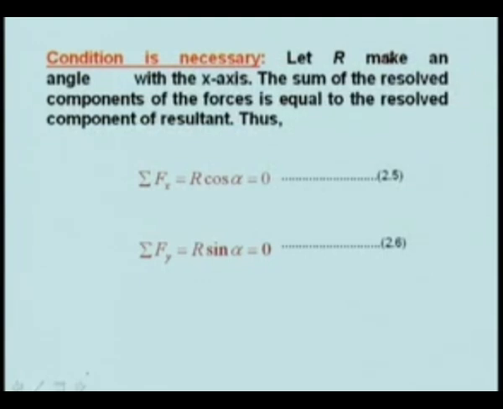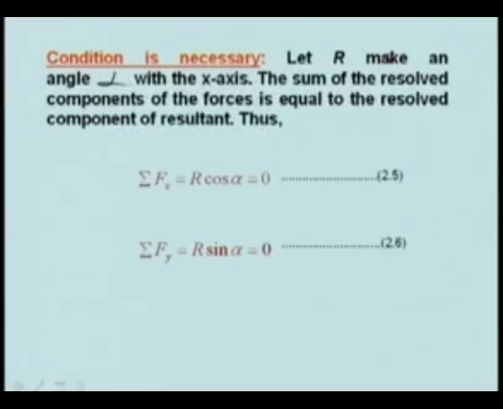Now, these conditions are necessary. That means, if the body is in equilibrium, then sigma Fx and sigma Fy have to be 0, because assume that there is a force R acting which makes an angle alpha with the x axis. The sum of the resolved components of the forces is equal to the resolved component of the resultant. Thus, sigma Fx is equal to R cos alpha, which is equal to 0, and sigma Fy is equal to R sin alpha, which also should be 0 because R is 0. So, this condition is necessary, because if R is 0, then naturally the sum of the resolved components should also be 0, that means sigma Fx is 0, sigma Fy is 0.